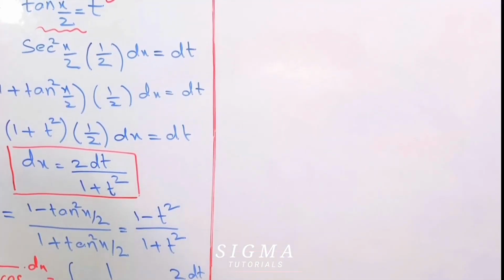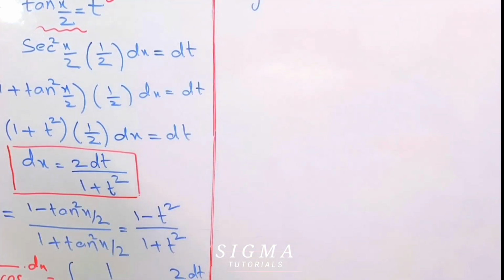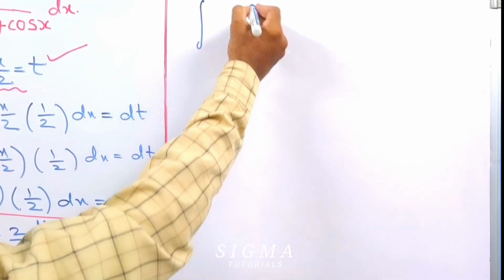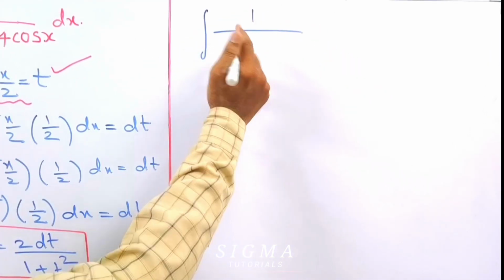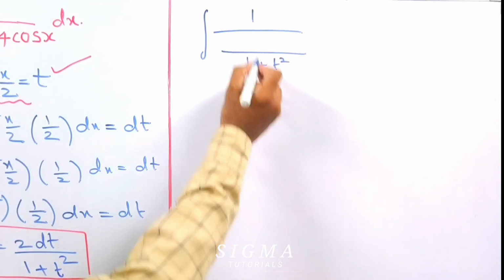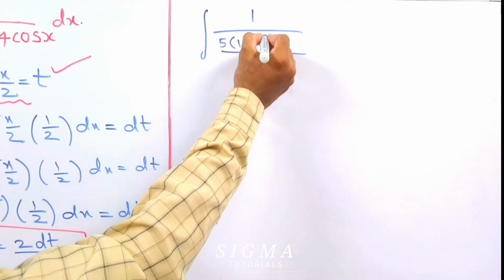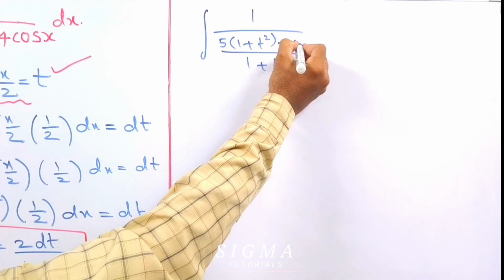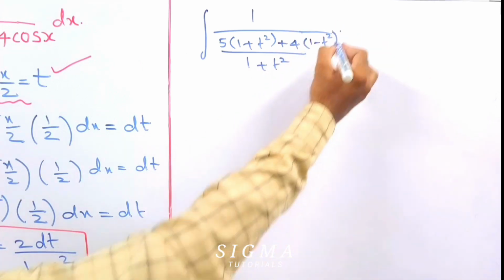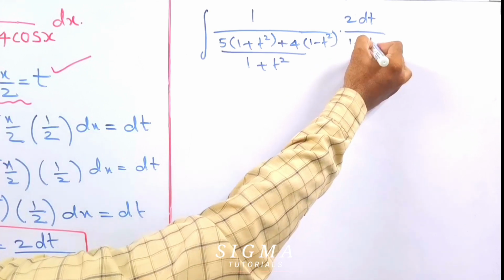In the next step, we will simplify this part. I will write first integration. Now I will take the LCM of these two. Now if we simplify, the last step will be 1 upon the LCM of these two. The LCM will be 1 plus t square. Then we will get 5 into 1 plus t square plus 4 into 1 minus t square. Then the remaining part will be as it is, 2 dt by 1 plus t square.